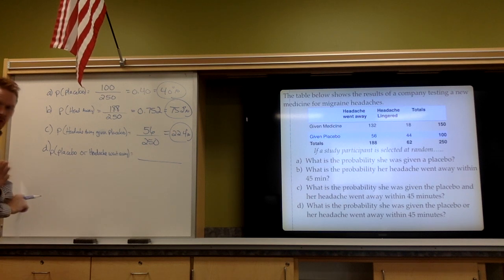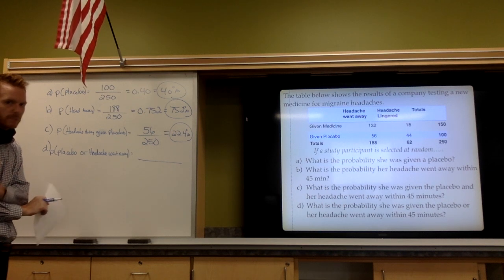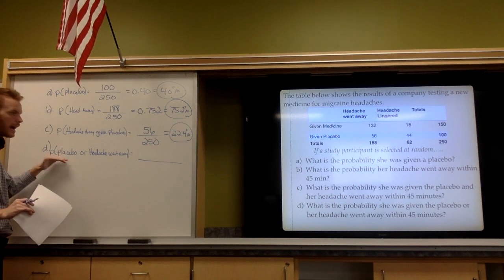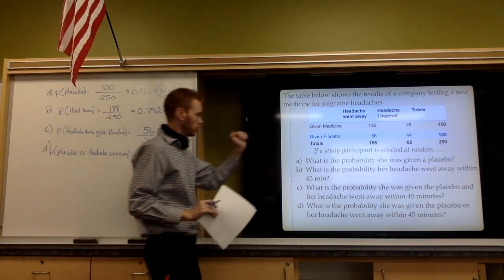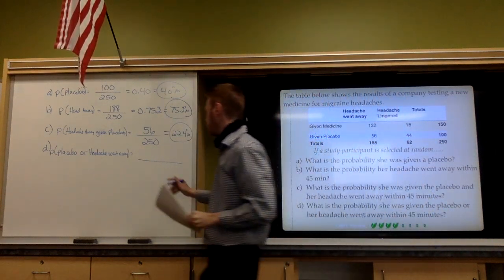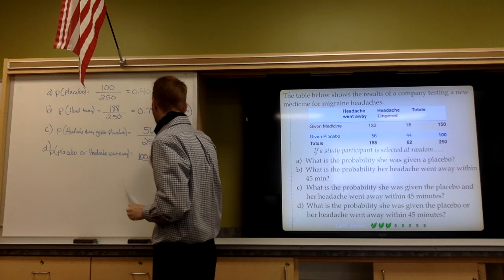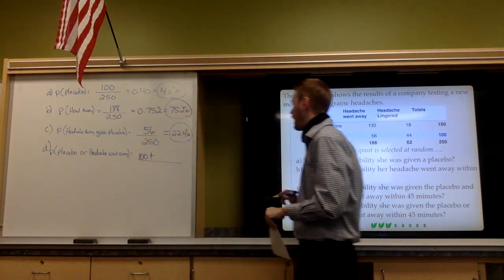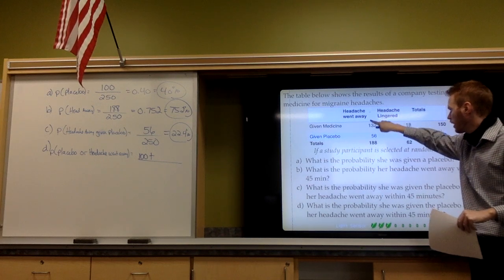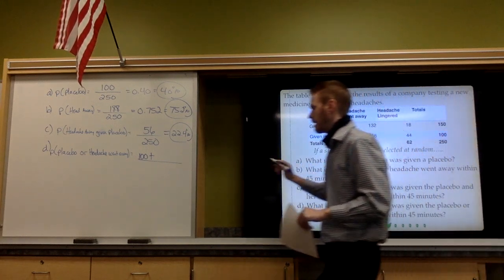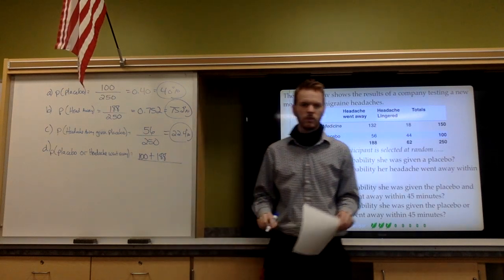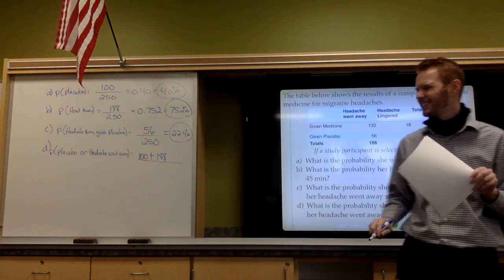I know it's hard to look at the table when you're thinking of all this stuff, but let's be very systematic about it. Placebo. How many placebo people were there? So you go where placebo is, go all the way across: 100. There was 100 of them. Plus, how many people's headaches went away? Headache went away, total 188. Do you see the problem yet?